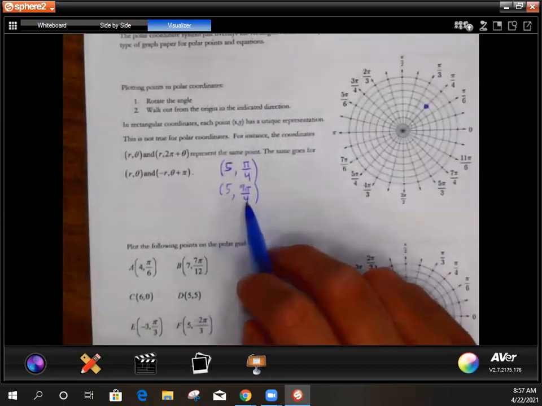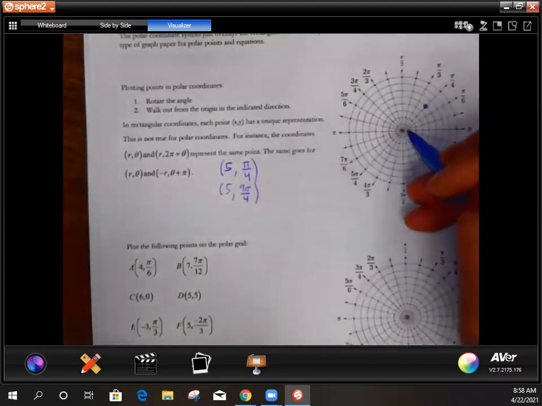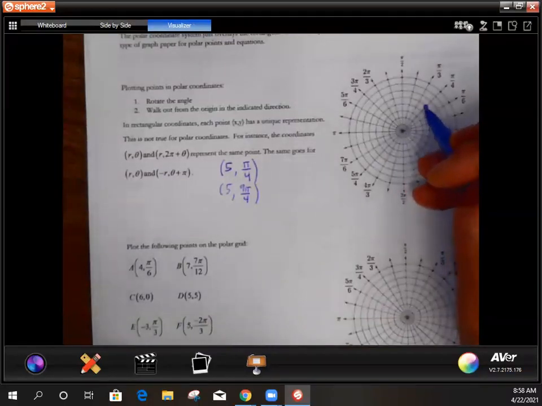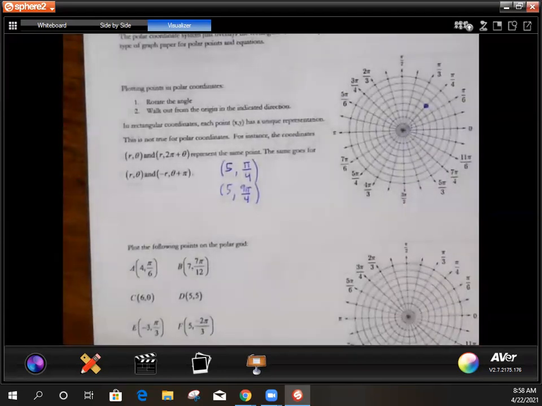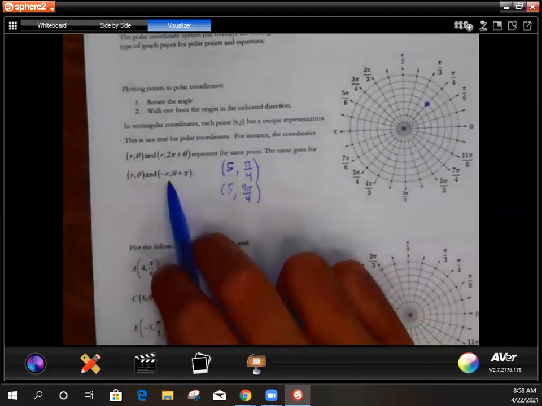So (5, 9π/4) would have the same location. You would rotate 9π/4, which is 360 degrees plus 45, and then move out 5: 1, 2, 3, 4, 5 units. All right. So that would also have that same location.